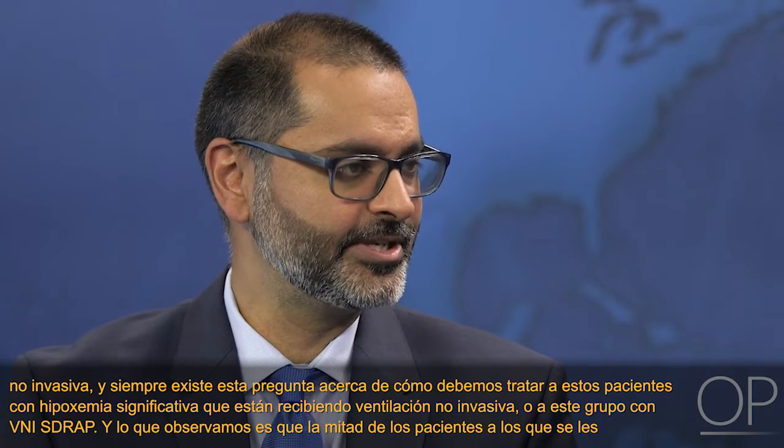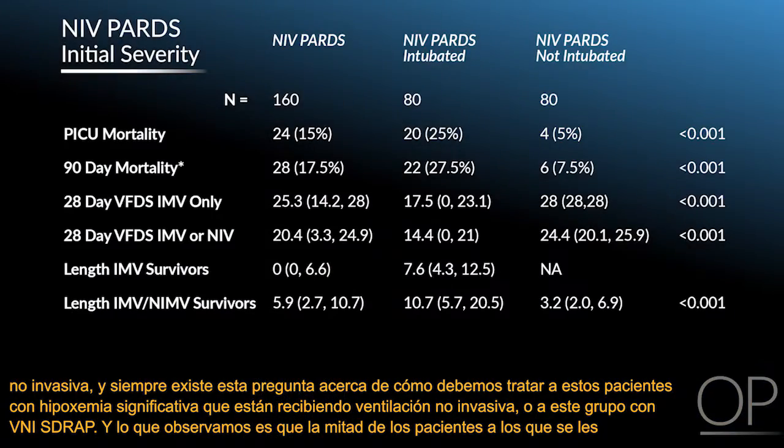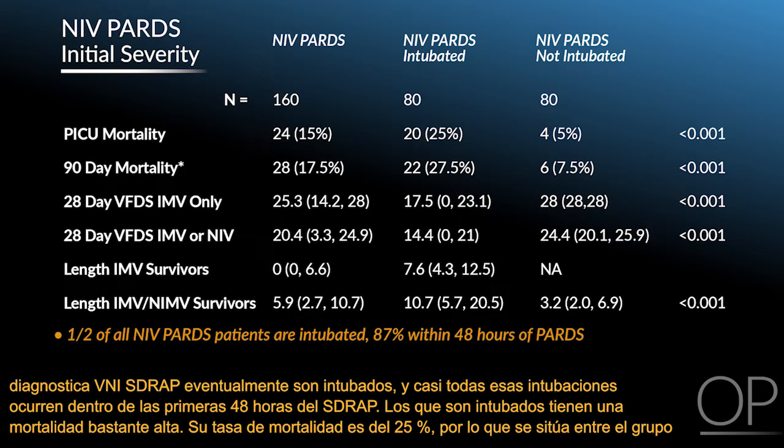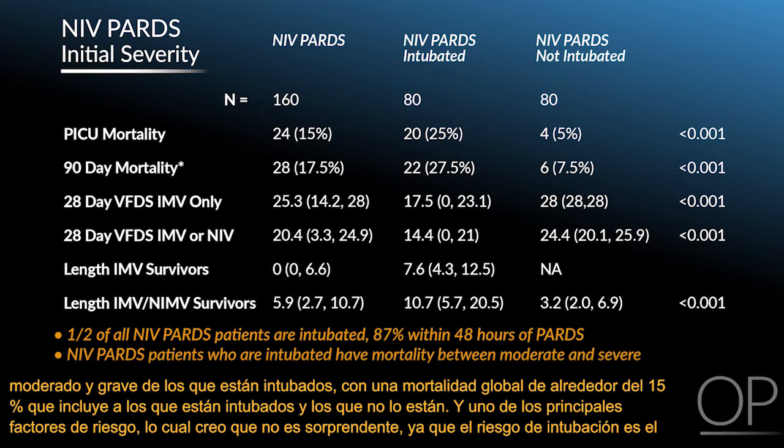Now, the other group that's, I think, really important to look more closely at is those on non-invasive ventilation. Increasingly, we are using non-invasive ventilation, and there's always this question about how should we manage these patients with significant hypoxemia that are on non-invasive ventilation, or this NIV PARDS group. And what we saw is that half of the patients that are diagnosed with NIV PARDS eventually get intubated, and almost all of those intubations happen within the first 48 hours of PARDS. Those that get intubated have pretty high mortality. Their mortality rate is 25%, so falls somewhere between that moderate and severe group of those that are intubated, with overall mortality of about 15% for those that are both intubated and not intubated.